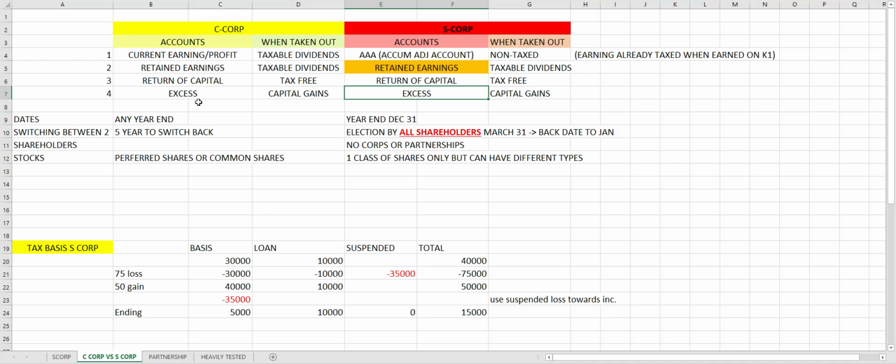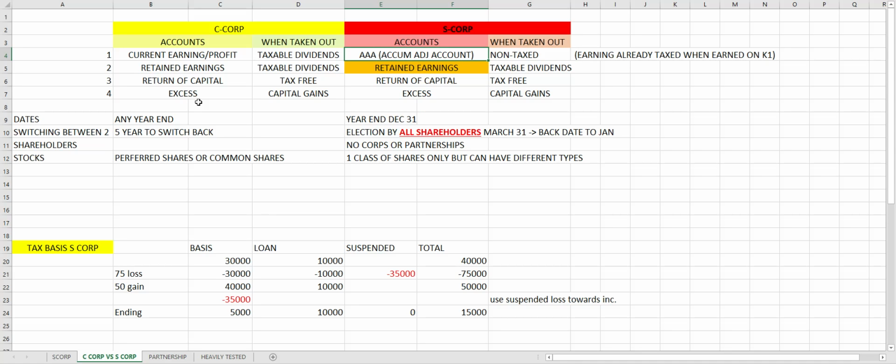The difference when it comes to an S corporation is that they don't have a current earnings / profit. Everything is accumulated adjustment account. This basically means that you have some money there that's accumulating. This is not taxed when you take it out. The reason being, in an S corporation, as soon as you make money, as soon as you've earned anything, it goes right to your K1 for your portion of the earnings, for your portion of the profits.